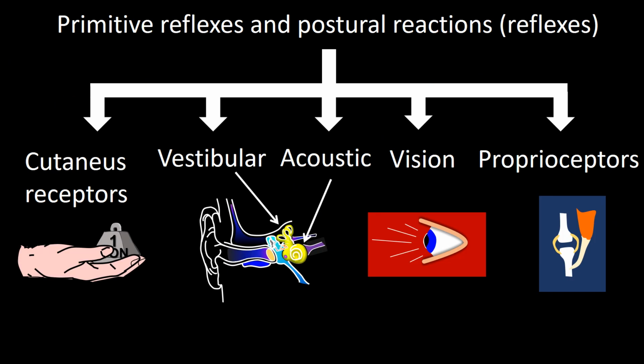In this frame, I have summarized structures that, when activated, can elicit primitive reflexes and postural reactions. They include cutaneous receptors, balance receptors housed in the labyrinth, acoustic receptors, light receptors, and proprioceptors present in muscles and ligaments. Signals from the skin conveyed by mechanoreceptors trigger the Galant reflex.